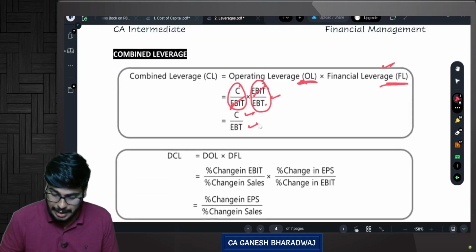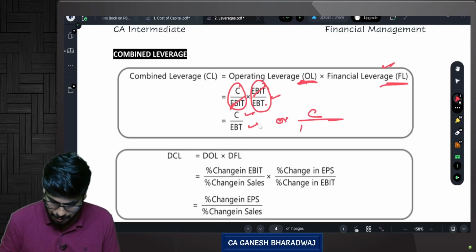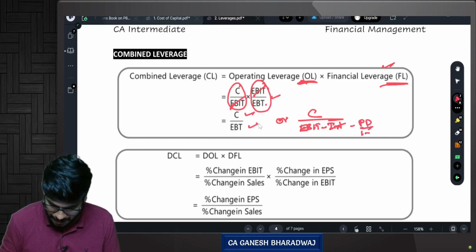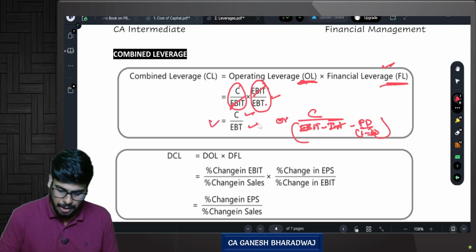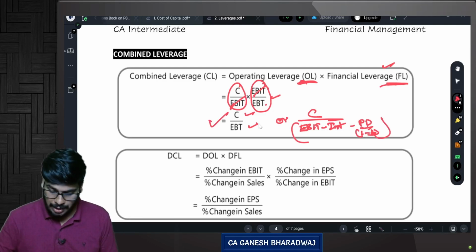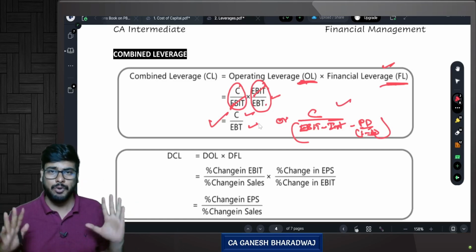Or alternatively, the technically right formula is contribution divided by EBIT minus interest minus preference dividend upon 1 minus T. If you're ignoring preference dividend, use this formula. If you're considering preference dividend, use this formula. As simple as that. Let me just make this very simple to you. Are you clear with this?